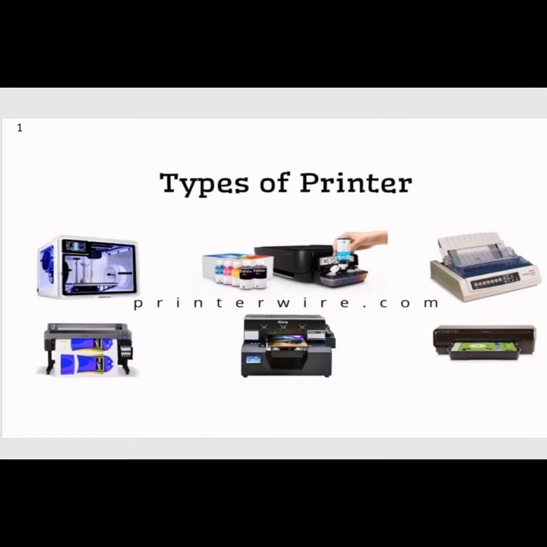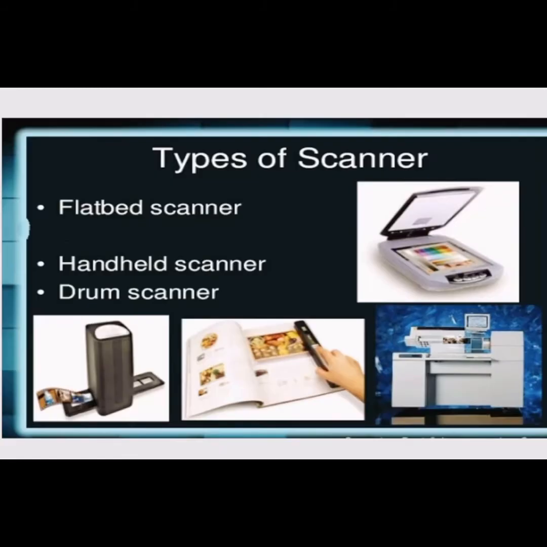Types of scanner. There are drum scanners, flatbed scanners, sheet-fed scanners, and handheld scanners. Flatbed scanner. The most commonly used scanner is the flatbed scanner, also known as a desktop scanner. It has a glass plate, with the picture or document placed on it.